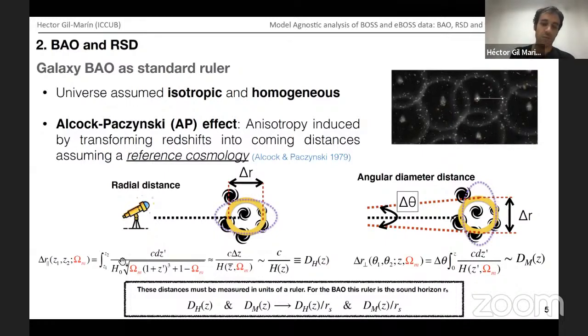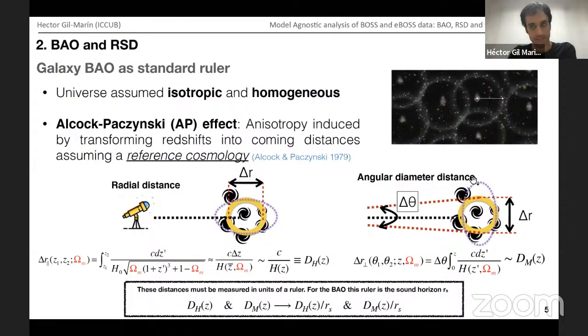When transforming redshift into distances, we assume a cosmology, and the actual value doesn't matter, but in principle it is different from the actual cosmology of the universe. This creates an anisotropy which is different along and across the line of sight. I've put here some equations for those who are more familiar, but the idea is that if you have an isotropic structure in your distribution of galaxies, it can be the BAO, but it can be any sort of feature, transforming redshift into distances creates an elongated structure instead of a circular structure. And this elongation happens along and across the line of sight.